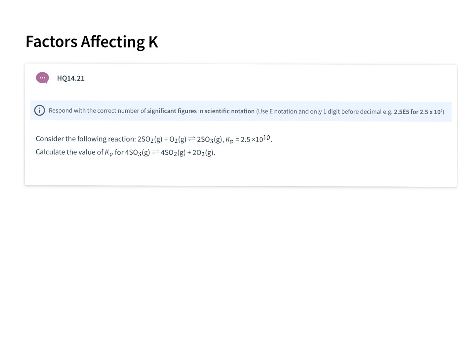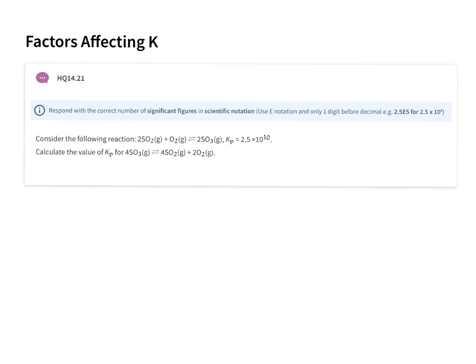For question 14.21, we're given the following reaction: 2 molecules of sulfur dioxide reacting with oxygen to produce 2 molecules of sulfur trioxide, and we're given the Kp for that at 2.5 times 10 to the 10th. And then we're asked to calculate the value of Kp for the reaction of 4 molecules of sulfur trioxide breaking down into 4 molecules of sulfur dioxide and 2 molecules of oxygen. And we're asked to determine the value of Kp.